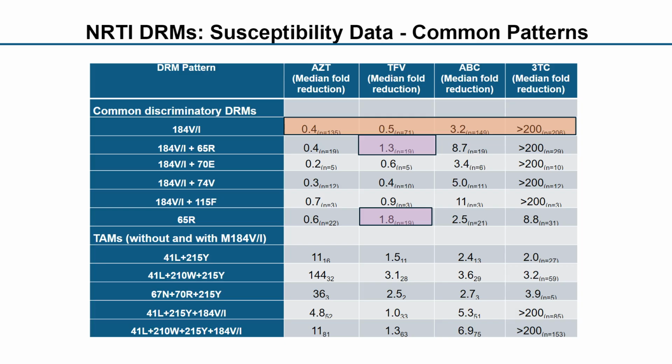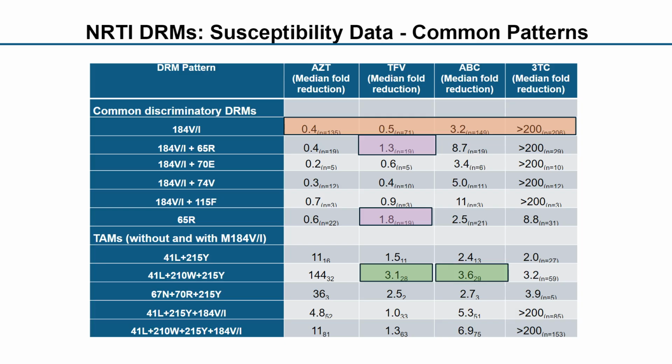K65R alone causes a 1.8-fold reduction in tenofovir susceptibility, a level that is clinically meaningful. However, when K65R is combined with M184V and I, the reduction in tenofovir susceptibility decreases to roughly 1.3-fold, illustrating the mitigating effect of M184V and I.